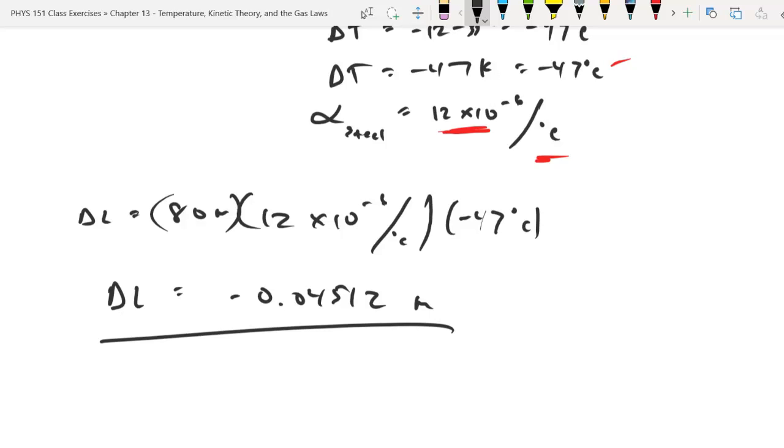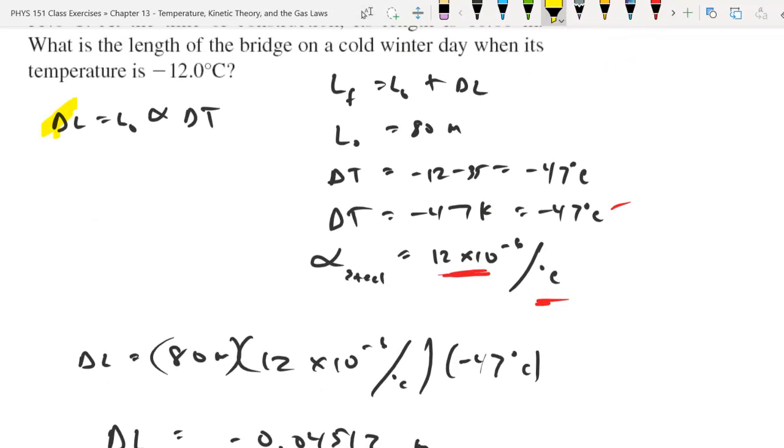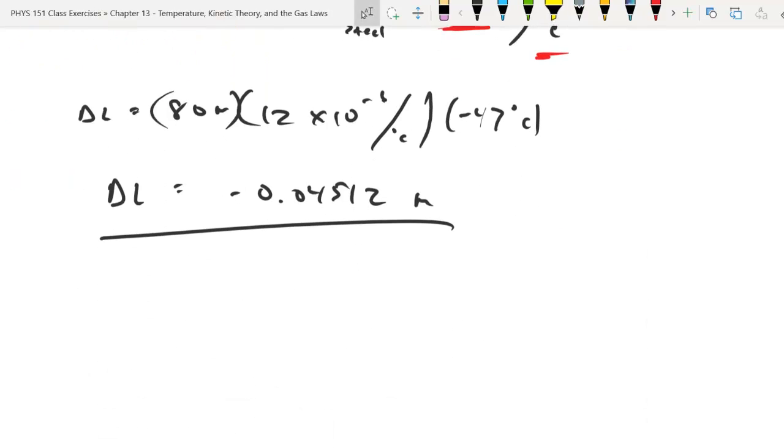One of the things that's important to note here is that with this delta L, if delta T is negative, then delta L becomes negative as well. So as the temperature goes down, it shrinks. And if delta T is positive, then delta L is positive, so as the temperature goes up, it expands. As the temperature goes down, it decreases, which is exactly what we said would happen when we came up with this equation. So it should shrink because it's gotten colder.